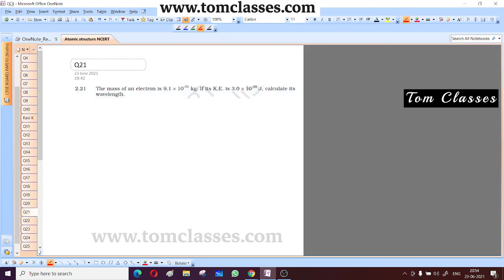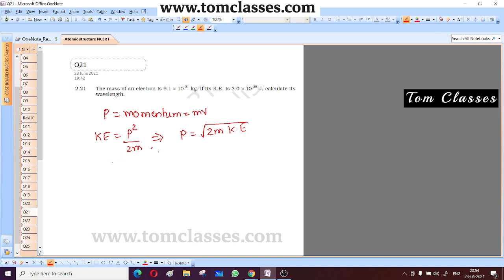The mass of an electron is given, right? If the kinetic energy is this much, calculate the wavelength. So it is just a modification of the de Broglie equation. What do we have to do? We know that if p is the momentum, that is the product of mass and velocity, and kinetic energy is nothing but p square by 2m, right? That is the relationship we have. So I can say p is equal to the square root of 2m times kinetic energy. So that is the momentum, right?